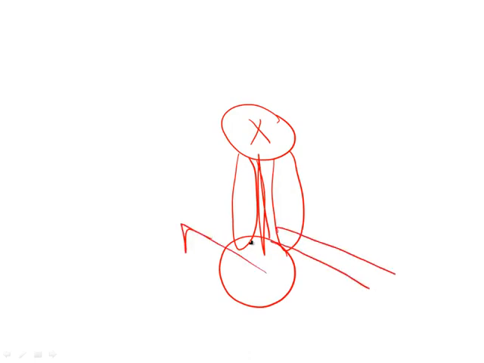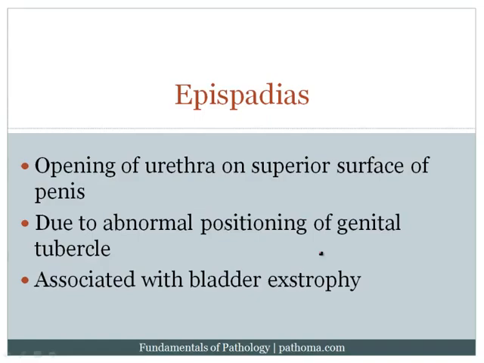So let's go back and remind ourselves that if the genital tubercle was here, and then you had this urethral fold here, and this was going to go up and out, and then this was going to zipper closed. Imagine that instead of being up here, the genital tubercle is here. Now, as this grows sort of up and out, this gets dragged along the superior surface, and so now you've got this abnormal opening on the superior surface of the penis. And epi, again, very straightforward. Epi means on top, so it's going to be on the superior surface. And this would be due to abnormal positioning of the genital tubercle.